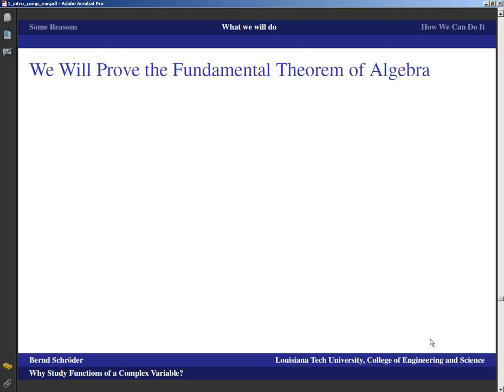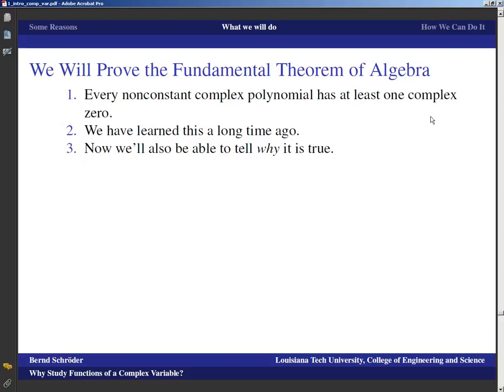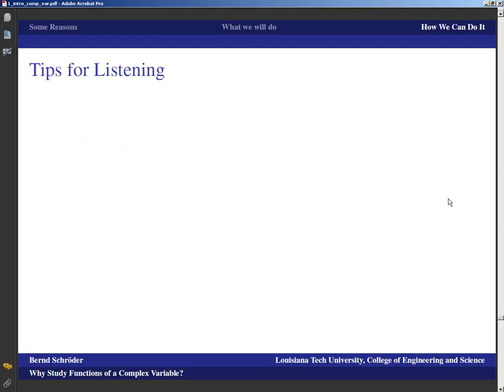We will also do things such as filling in some things that we have known for a long time, such as prove the fundamental theorem of algebra, which says that every non-constant complex polynomial has at least one complex zero. And well, we have learned that a long time ago, but now we'll also be able to tell why it is true, and that is satisfying from an abstract point of view. So this is the kind of thing that again leads us more into the abstract mathematics, into the proof-based mathematics. How are we going to do that?